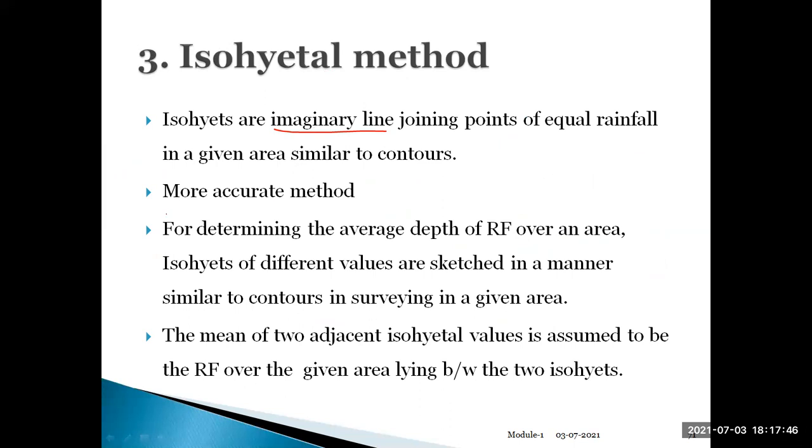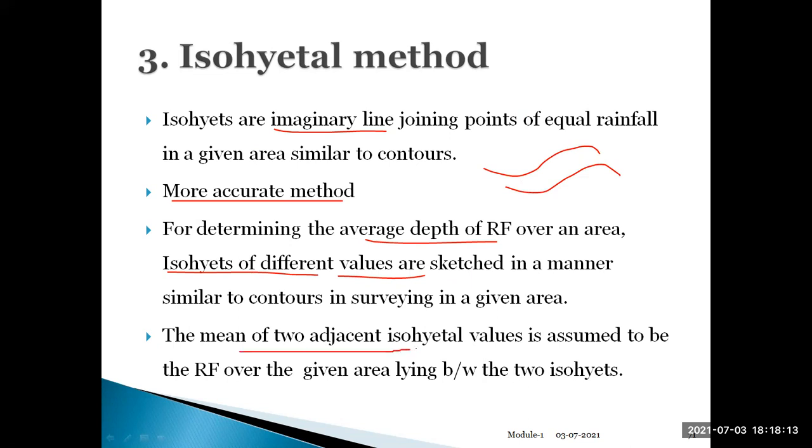And compared to those two methods, as I've already mentioned in the very first class, this will give you the more accurate result. So the more accurate method is the isohyetal method. Here, to determine the average depth of rainfall, we are going to draw isohyets of different values. How we draw contours, in a similar way we are going to draw the isohyets in an area.